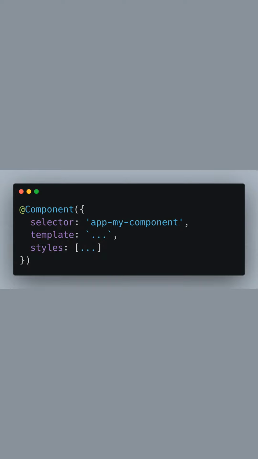We're defining our component using the @Component decorator, giving it a selector app-myComponent. We will also define some inline template and styles soon. These allow us to encapsulate the look and feel of our theme-ready component.